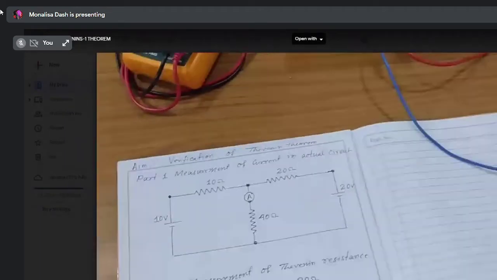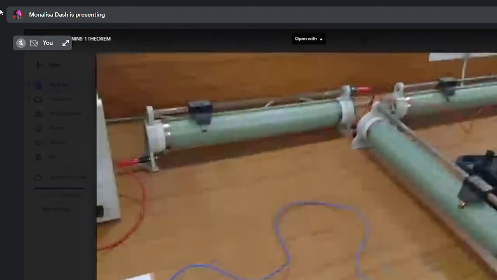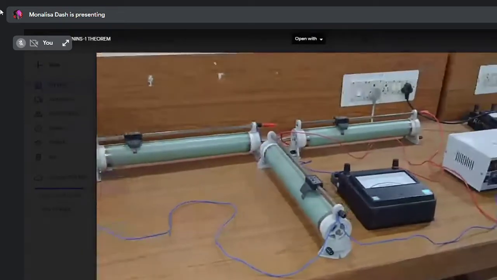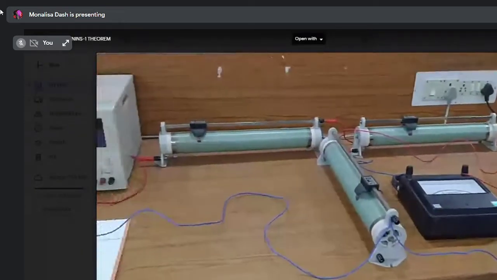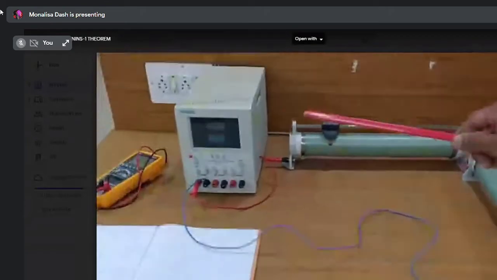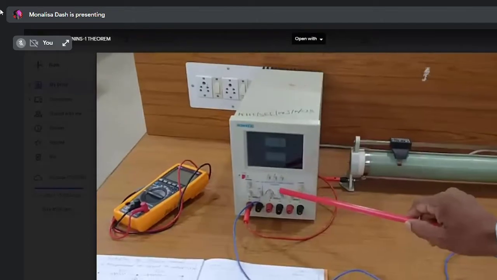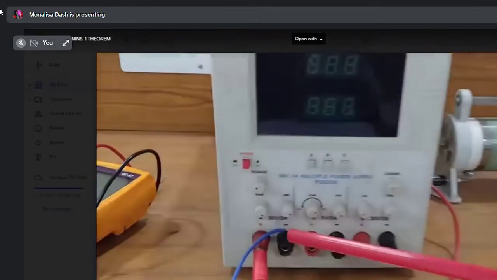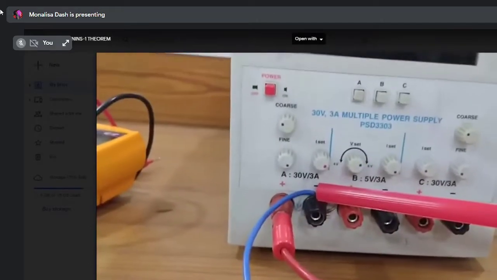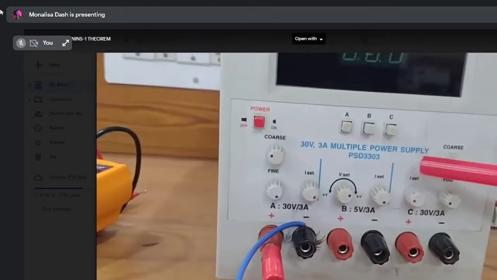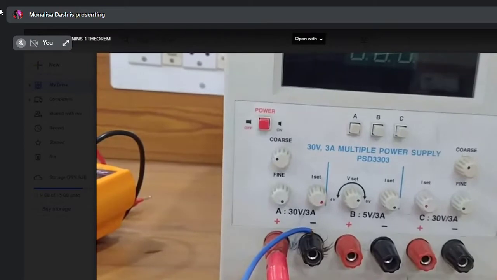So for these circuits, we are arranging these instruments. These are the instruments we are using here. For these circuit connections and arrangements, we are using a voltage source. This is a regulated power supply. This regulated power supply specification is 30 volt 3 ampere. We are using it as V1.